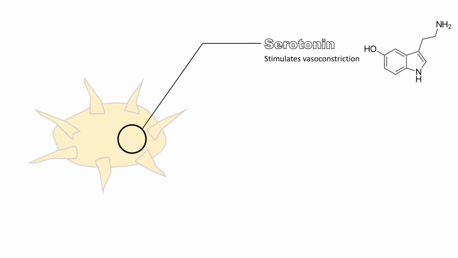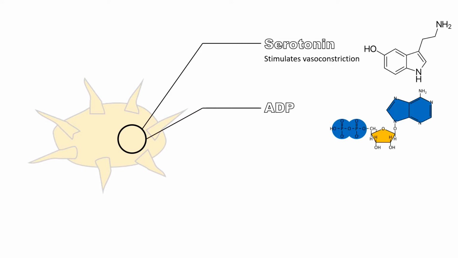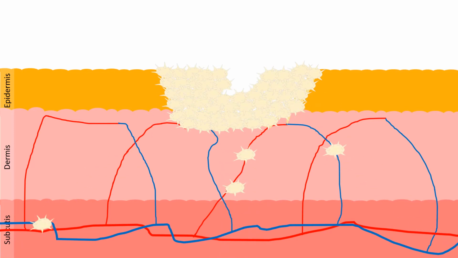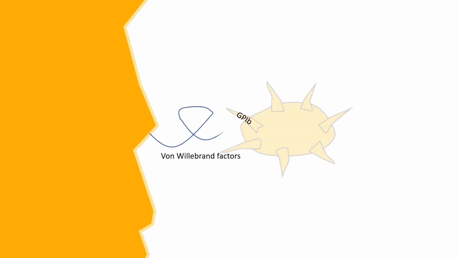Platelets release granules and the compounds present: serotonin, which stimulates vasoconstriction, adenosine diphosphate, which attracts more platelets, and thromboxane A2, which assists platelet function. This creates a positive feedback loop where more and more platelets are recruited to plug the breach. Plug formation is facilitated by von Willebrand factors, which link collagen in the tissue to glycoprotein 1b, GP1b, in platelets.